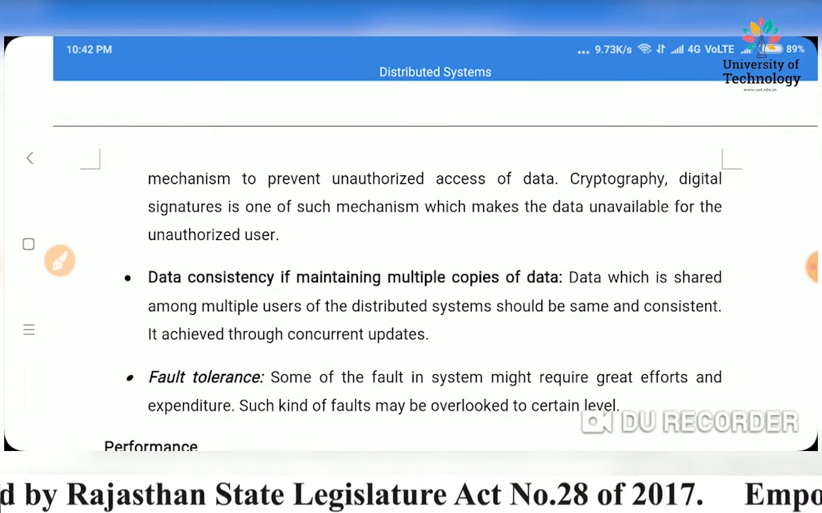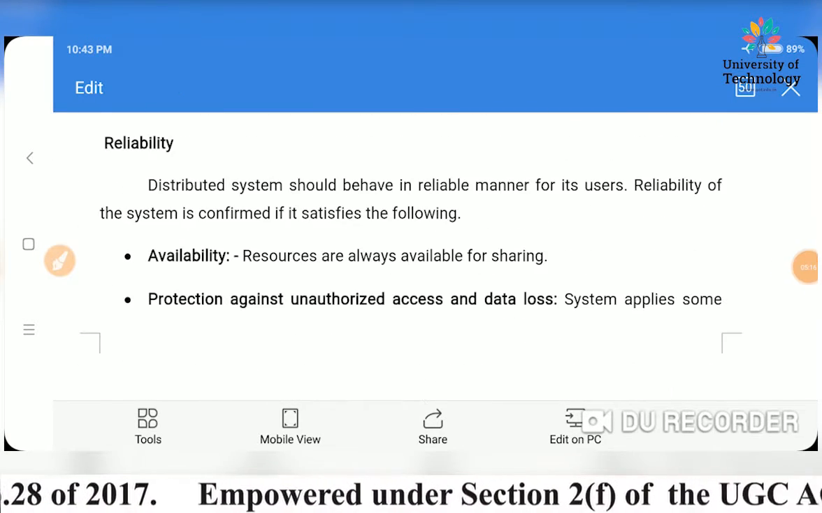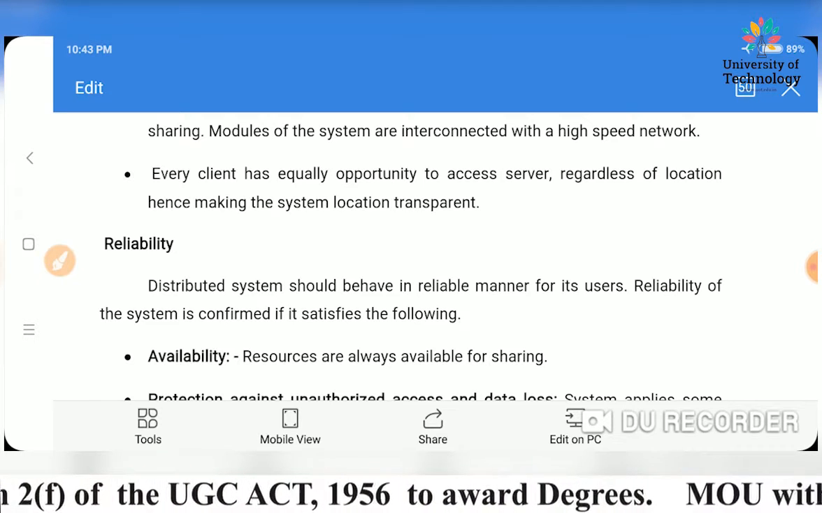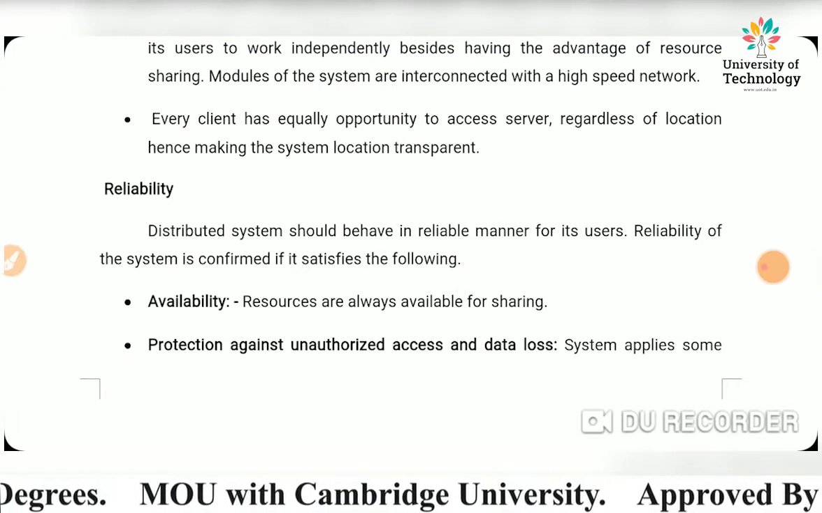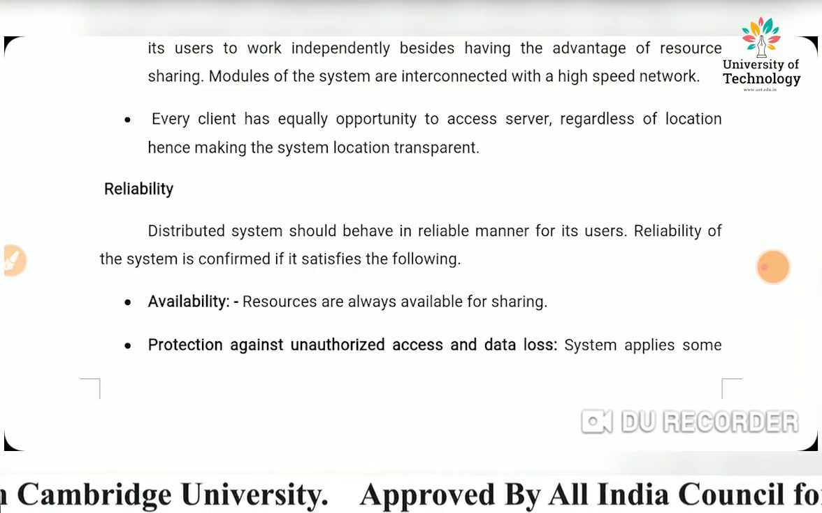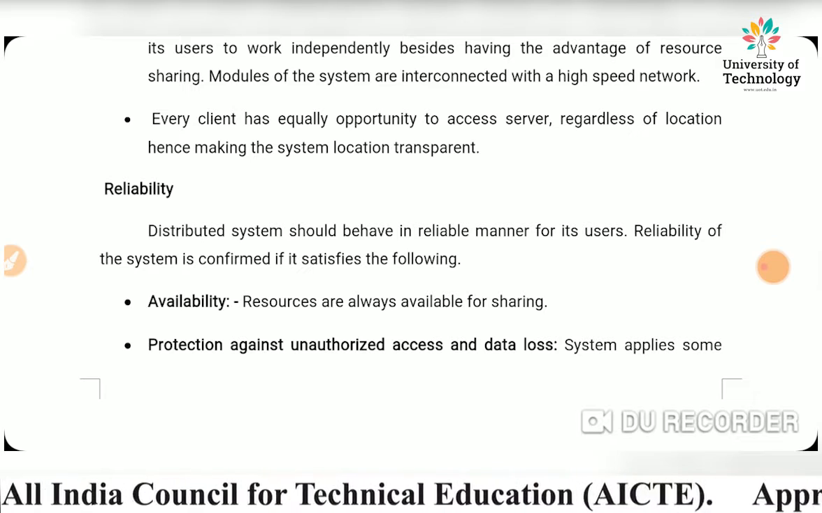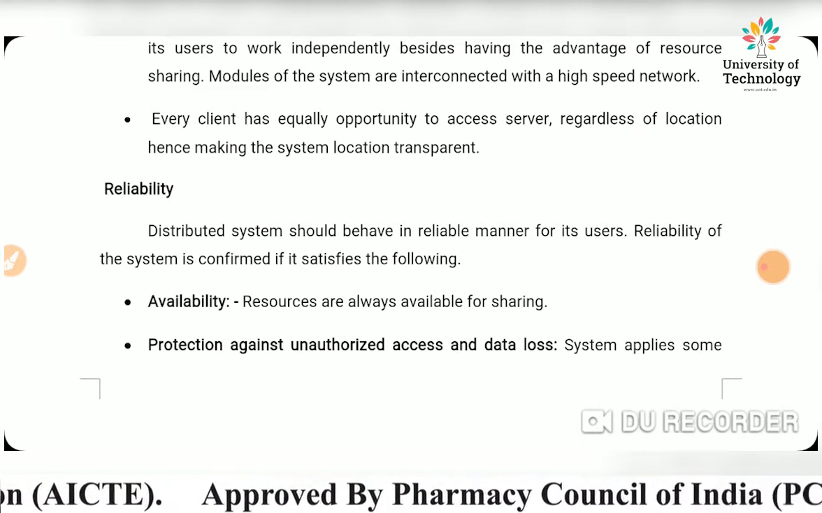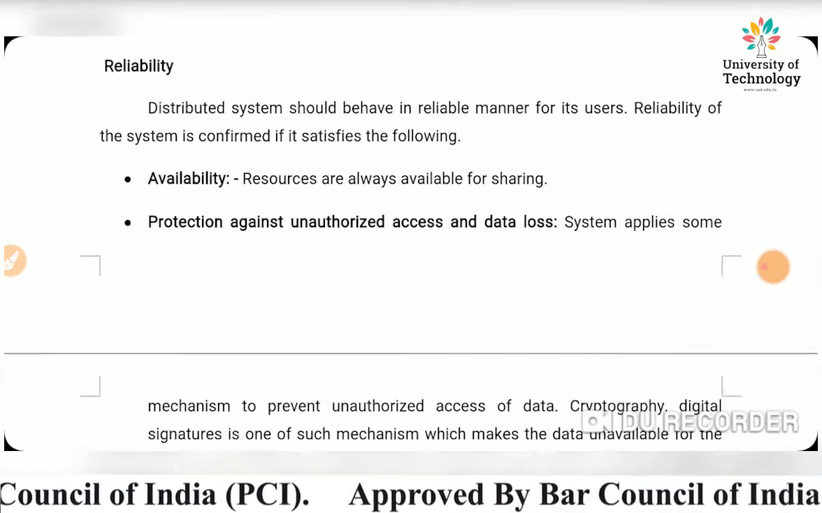So friends, if we talk about reliability, the reliability of the system is confirmed if it satisfies the following: first, availability; second, protection against unauthorized access and data loss; third, data consistency if maintaining multiple copies of data; and fourth, fault tolerance.